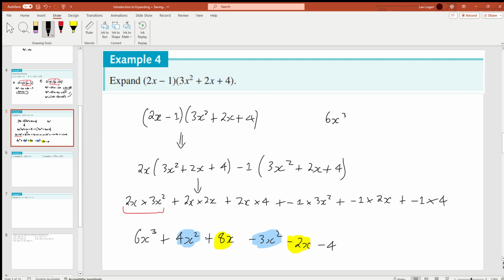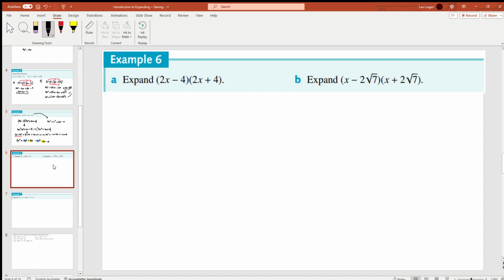So 4x squared minus 3x squared is going to be positive x squared. 8x minus 2x is going to be positive 6x minus 4. So that is that expanded pretty much. Okay, so let's move on to the next one.